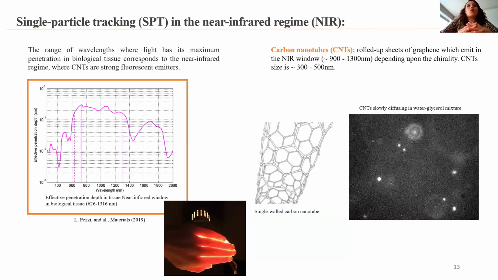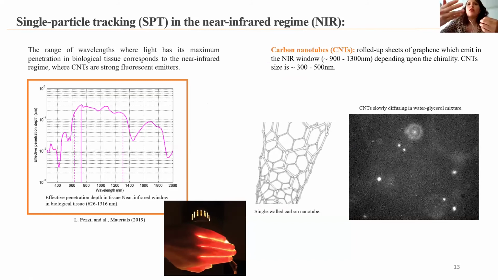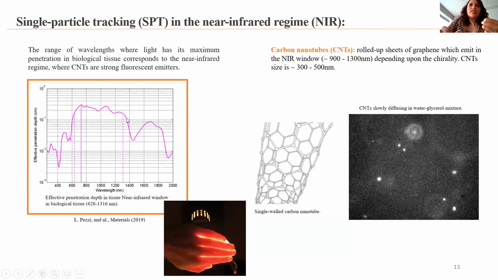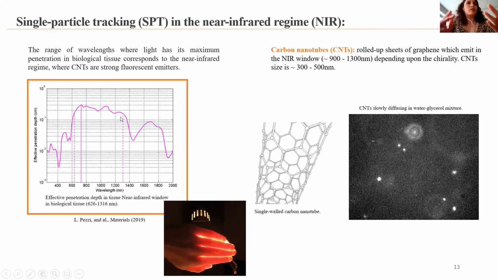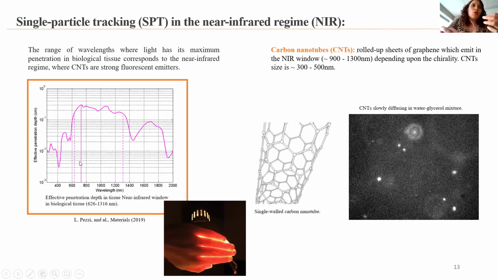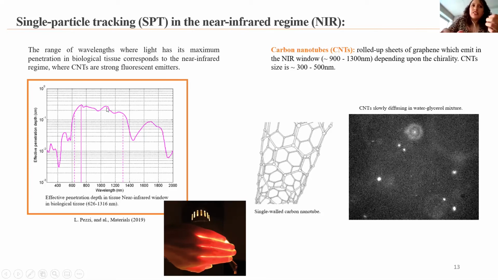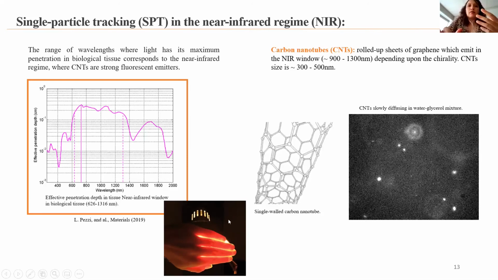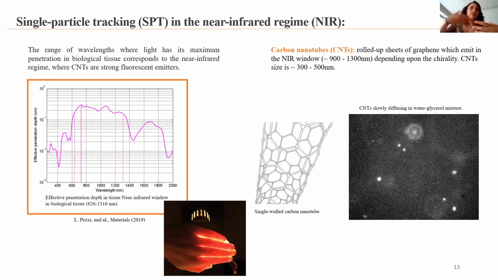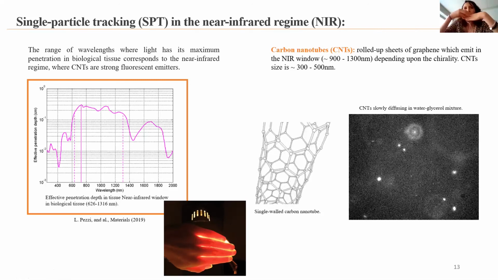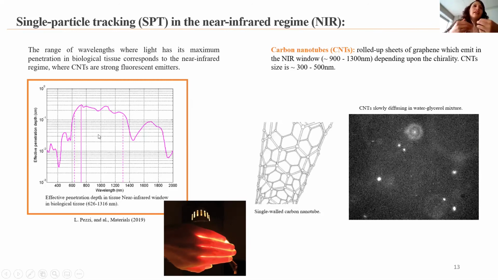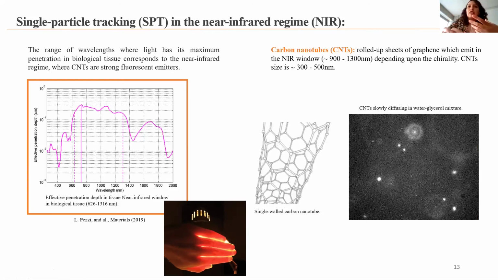Now, what is the way that we use to overcome these limitations? There is a range of wavelengths of light, which corresponds to the near infrared regime, where the penetration depth in biological tissue is the deepest. We can see, for instance, in this image, that whenever we are closer to the red, the light almost trespasses the tissue. So when we are in the near infrared, the penetration of the light is the deepest.